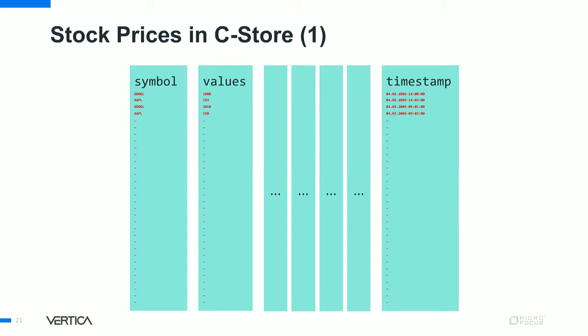Remember, we had two predicates, one on the symbol column and one on the timestamp column. Our query is only interested in Apple stock, but we're still reading rows for all of the other stocks. So what can we do to optimize our disk reads even more?